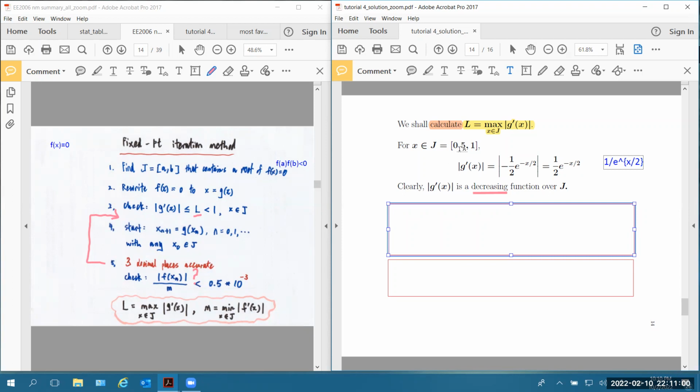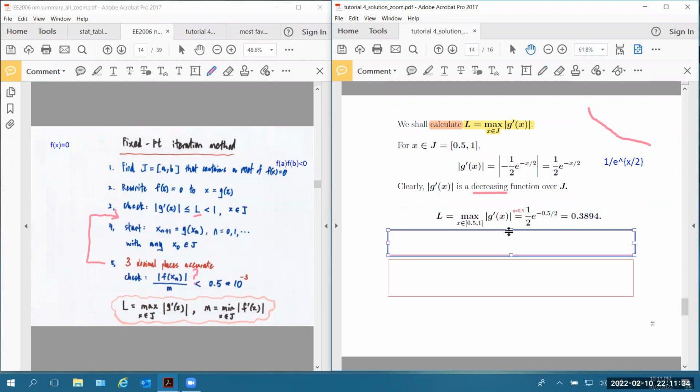Your x is inside 0.5 to 1. So what x do you want to put in to make it maximum? One? It's a decreasing function, so if you want the maximum, you should put the x in front, right? 0.5. Yes, you need to put the 0.5 inside.